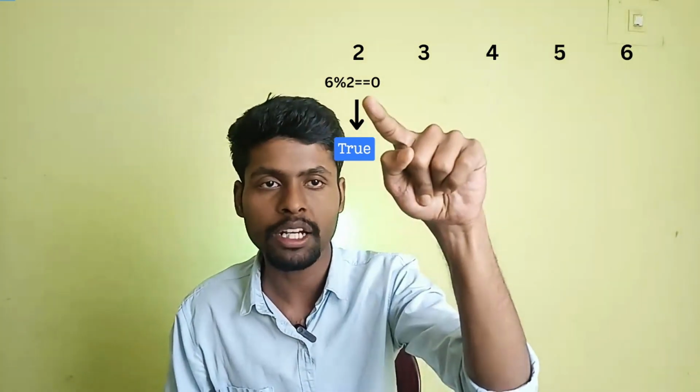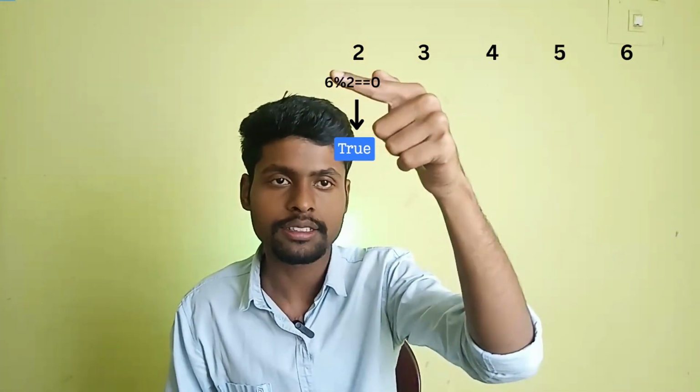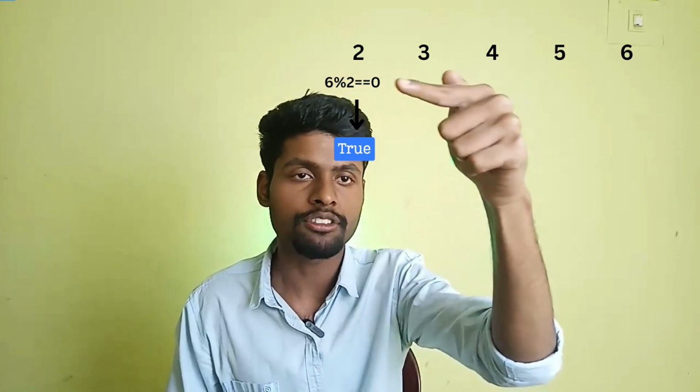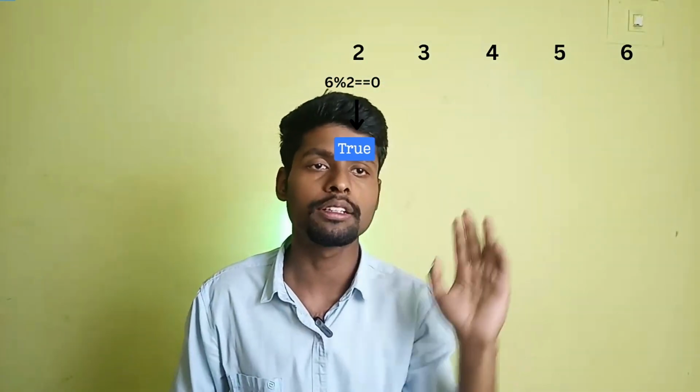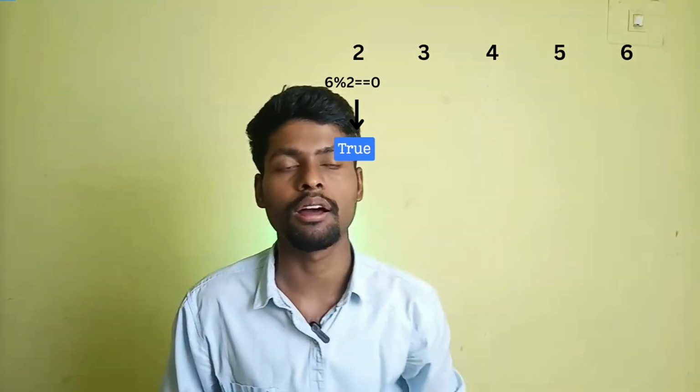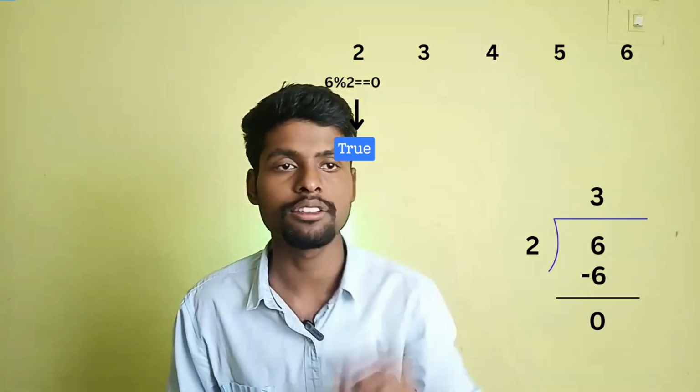What will be the remainder for this statement? 6 modulus 2. The remainder value for 6 is 2, so the condition is true. So I want to print this 2 value in my output console. Once the 2 value is printed, next I want to check with the 3. Next, I need to check this condition with the 3.